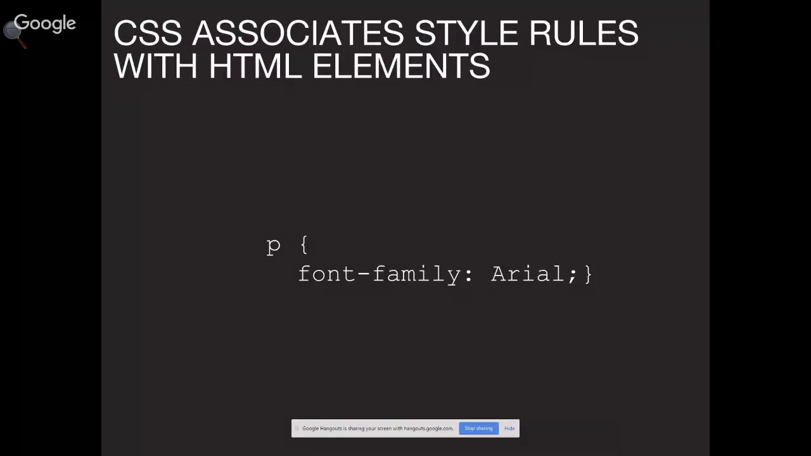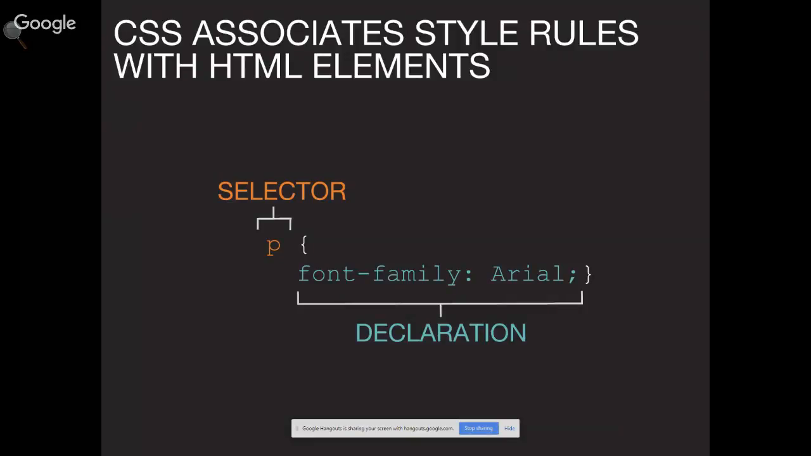All right, so let's now review what we did and give names to what we did. When we have CSS, the way this works is that we're going to associate style rules with HTML elements. Here we're associating the style rule for a font family with the HTML element, in this case paragraph. What we're going to call this P element from now on is the selector. This is the selector, and then the name value pair of the font family and Arial is going to be referred to as a declaration, right?